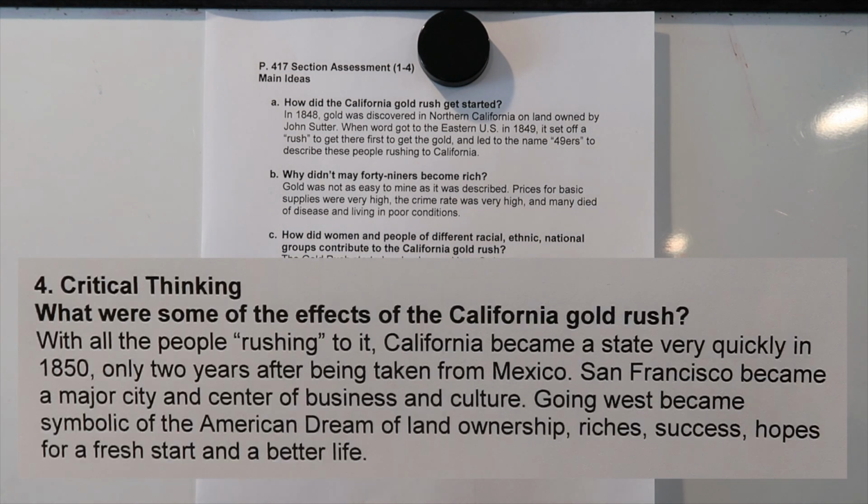And finally, critical thinking. What are some of the effects of the California Gold Rush? With all the people "rushing" to it, California became a state very quickly in 1850, only 2 years after being taken from Mexico. San Francisco became a major city and a center of business and culture. Going west became symbolic of the American dream of land ownership, riches, success, hopes for a fresh start and a better life. And California is one of those states that's always been kind of symbolic of people moving west in hopes for success and a better life.